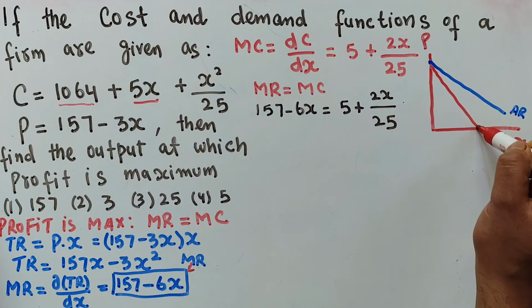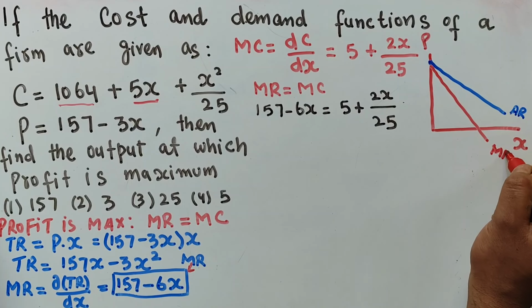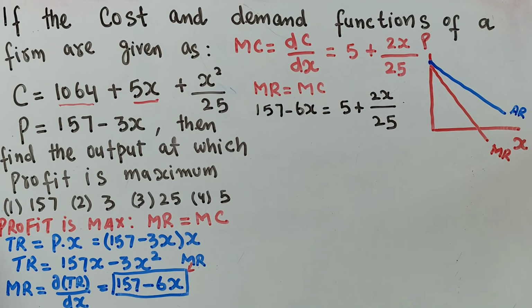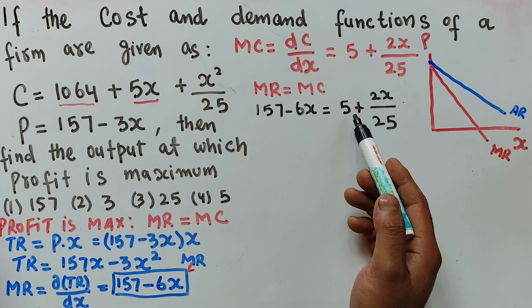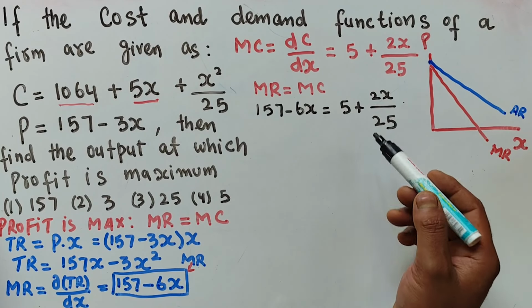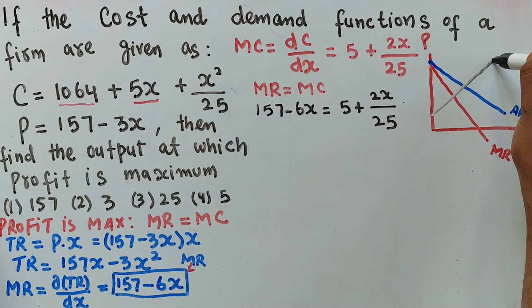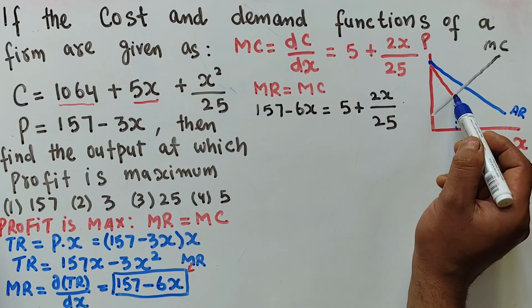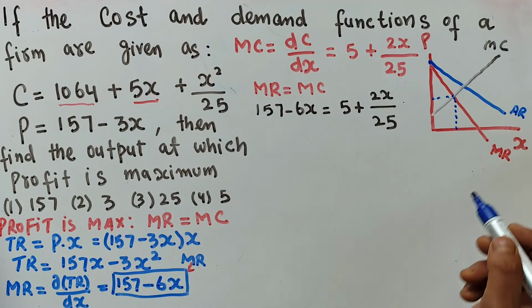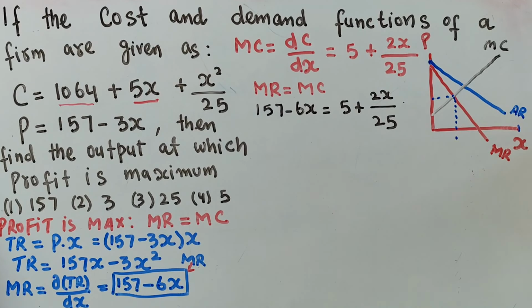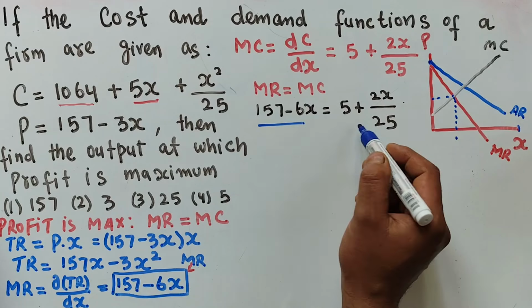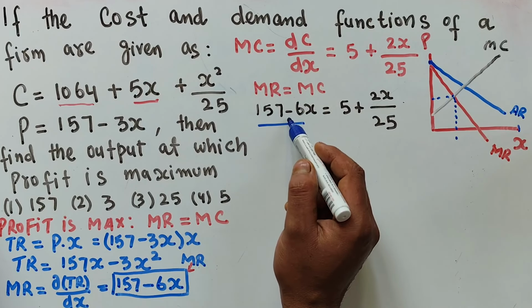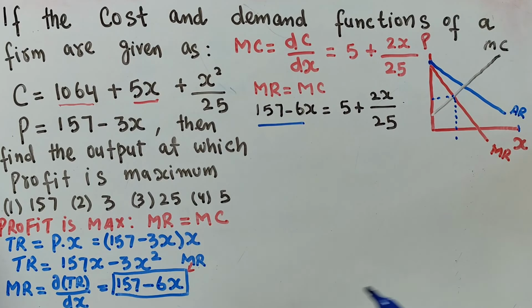So let's draw the marginal revenue function here. Also we have the marginal cost function. So this is our marginal cost function, it will be upward sloping. Let us draw it like this. This is our marginal cost function. Now profit is maximized where the marginal revenue function intersects the marginal cost function. Okay, so we need to find this very point. Now let us equate these two. This is our marginal revenue function, this is our marginal cost function, we equate them.